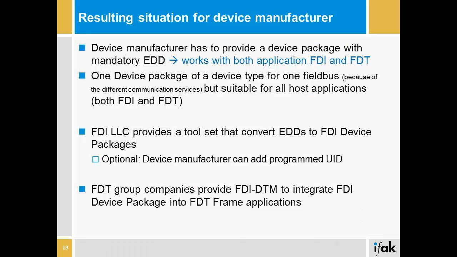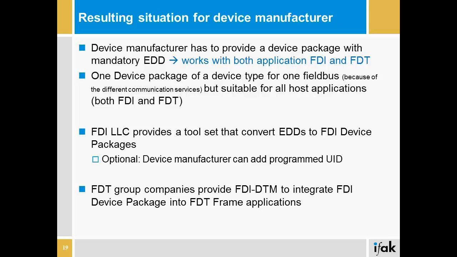Just to bring the statements together, what is the situation for a device manufacturer? A device manufacturer which provides a device package like FDI, which has this EDD, can work with both applications. With an FDI application, of course, device packages are defined for FDI, but also with this mentioned FDI DTM in an FDT application. One device manufacturer needs one device package for one individual communication type of the device. That means if one has a temperature meter, one for HART, one for Fieldbus Foundation, one for Profibus, then he needs three different device packages, because the details of the communication access are specific to the communication system. But providing this device package, there are many parts of the device package which are the same for different communication systems. This means that one device package is suitable for both FDI and FDT.